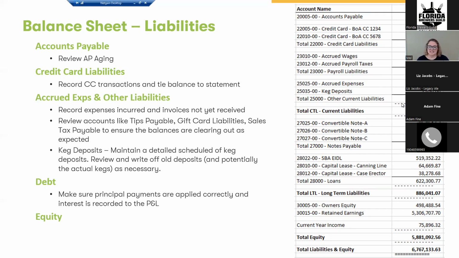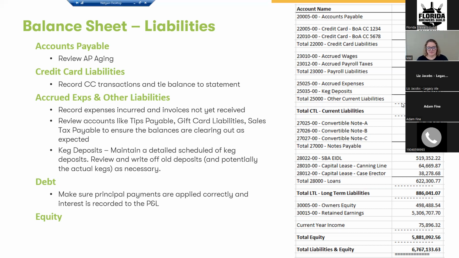Other accrued expenses and liabilities. So we get into accrued wages. If you do a payroll accrual every month, really you're just wanting to make sure that any expense that took place in the period, but you haven't received an actual invoice for, is being accounted for. So that's where you have these accrued expenses.